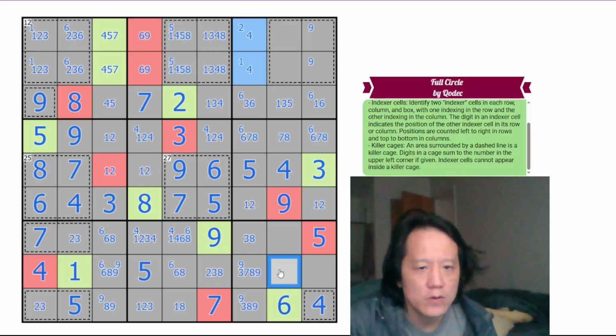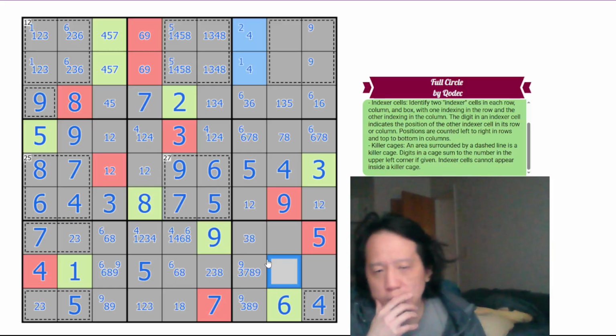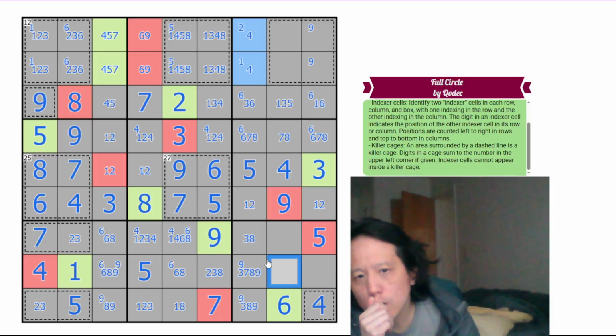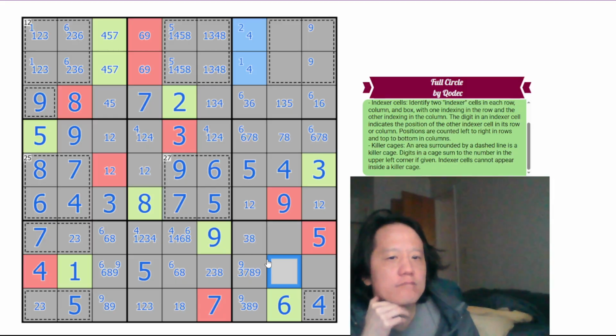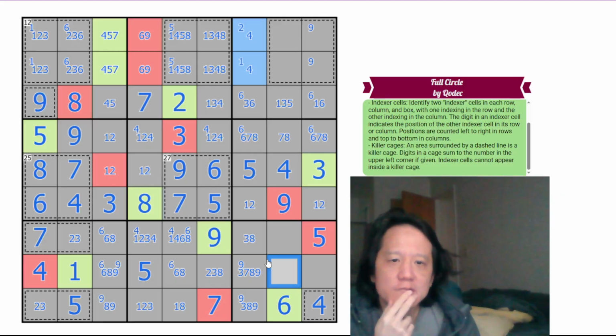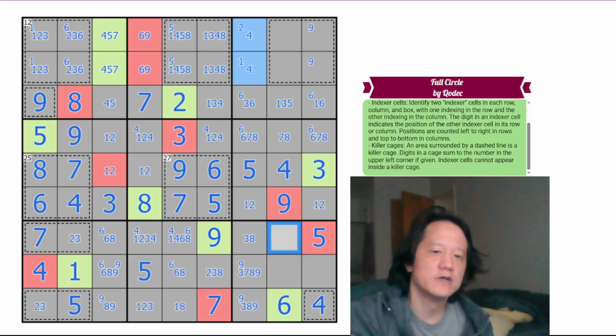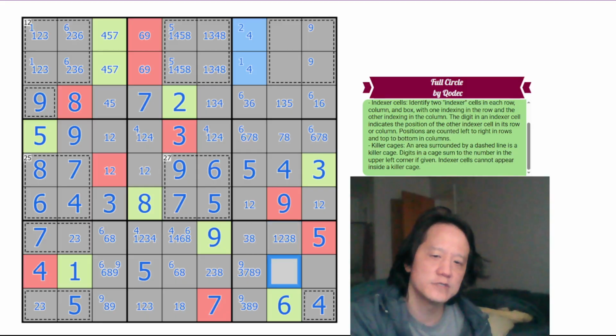Remaining digits of row 7. We have 1, 2, 3, 4, 6, and 8. No 4 and 6, obviously, because of the 4, 6 in the box.